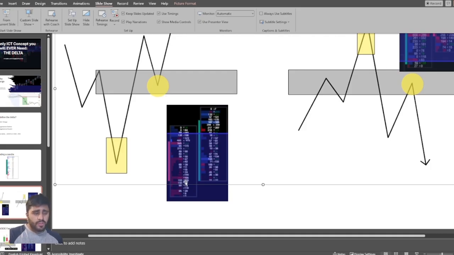Now, this is a trade I took on Tuesday, the 14th, so just after the bank holiday. What we see here is a lot of red. So we're not focusing on the numbers, we're focusing on the delta. The delta is color coordinated.